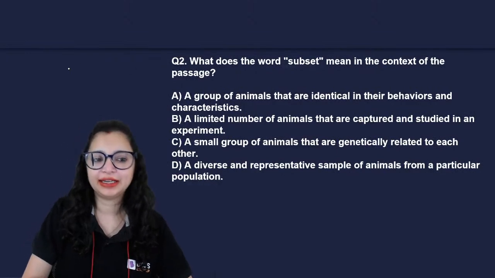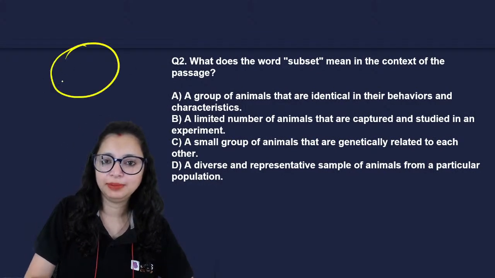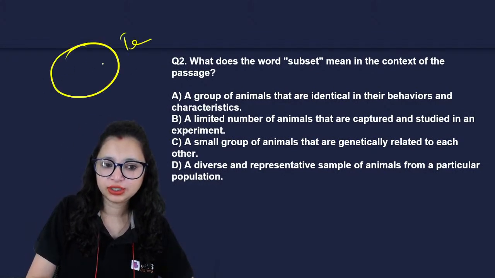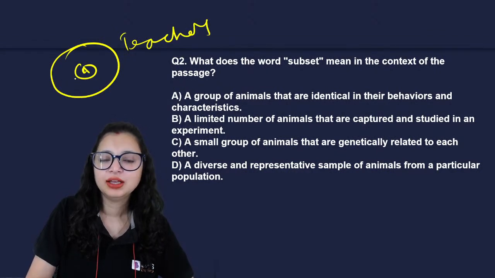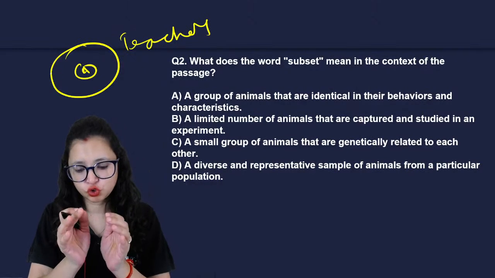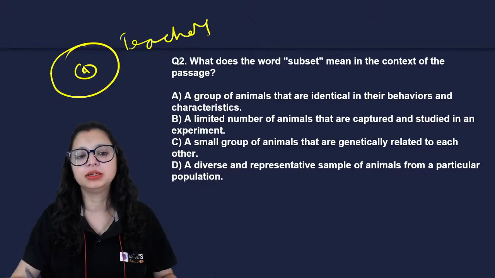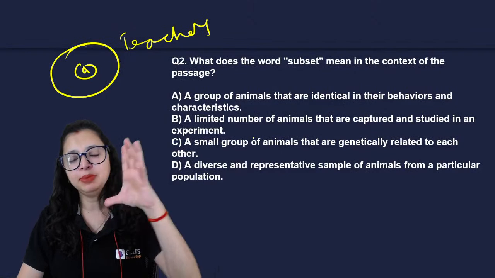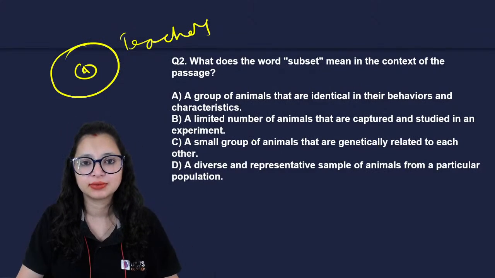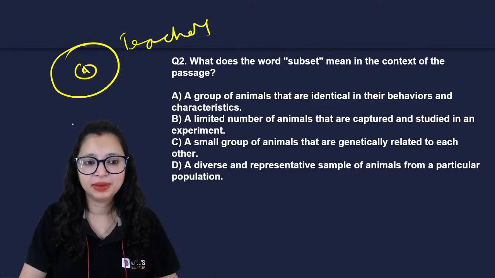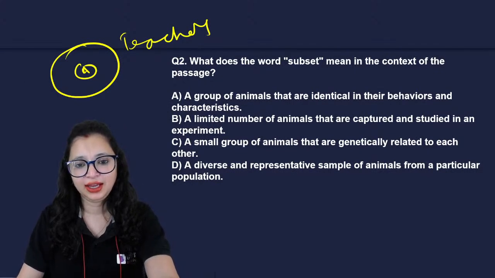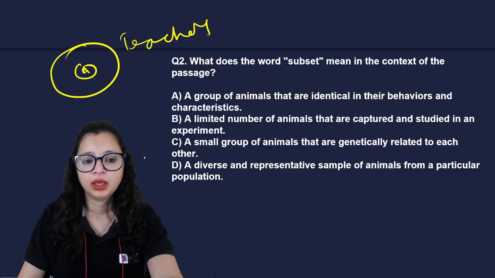When you make a Venn diagram, if I say alpha is a teacher, then teachers and alpha is a subset. Subset is basically a small group inside a bigger group, a small fragment of a bigger unit. That's a subset. The bigger one, teachers, is a set, alpha is a subset. And with that logic, D becomes incorrect. It's not a diverse and representative sample.